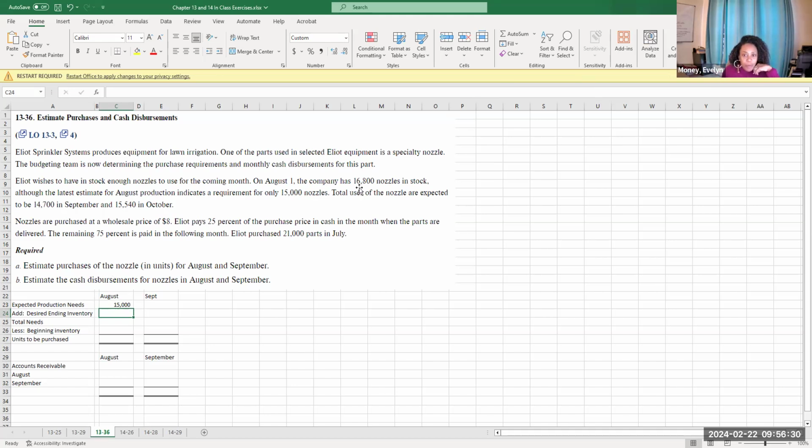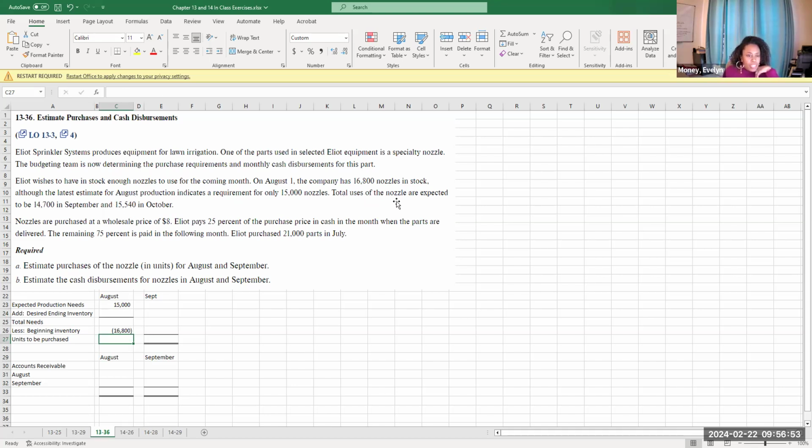Now, on August 1, the company has 16.8 in terms of nozzles in stock. So I know that's my beginning inventory, because it says August 1. So that 16.8 will ultimately be subtracted out. Let me go ahead and put that down there now. Now, my next piece is desired ending inventory. Hopefully they tell me that next.